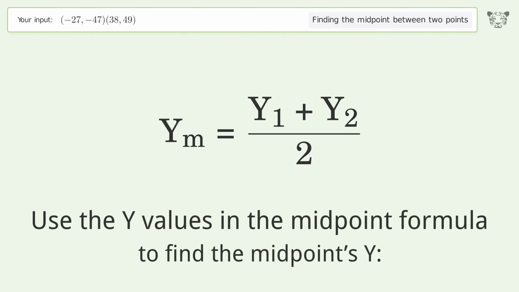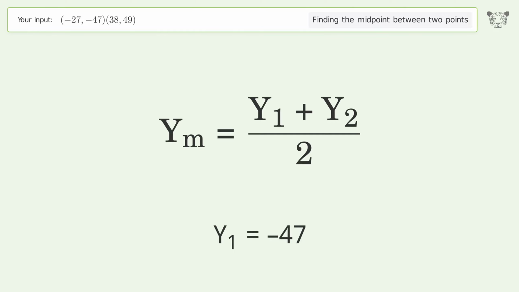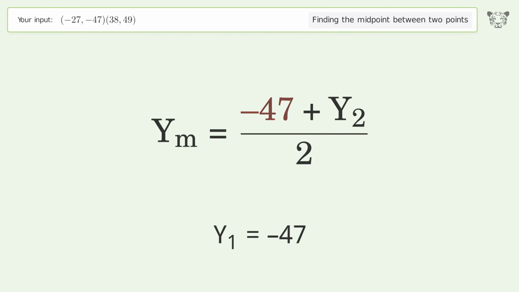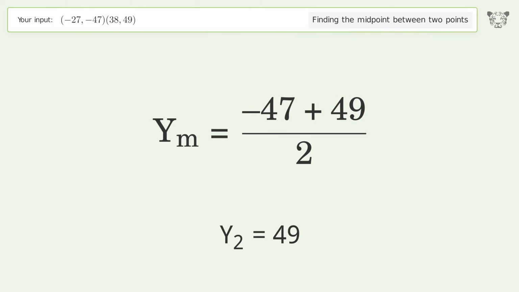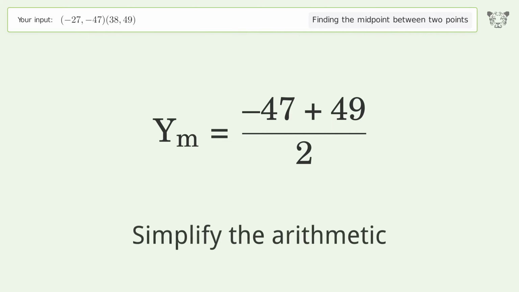Use the y values in the midpoint formula to find the midpoint's y. y1 equals -47. y2 equals 49. Simplify the arithmetic.